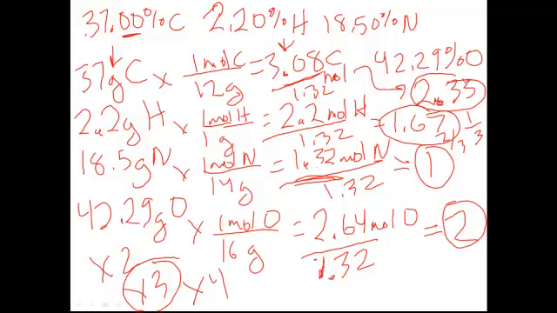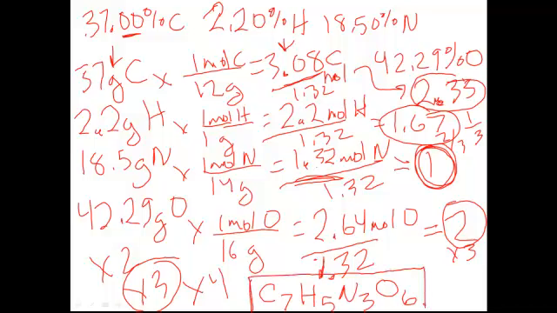So the carbon, our formula is going to be C7. The next one is hydrogen, 1.67 times 3 equals 5. So it's C7H5. N, again, don't forget to multiply that by 3. N3, and then O, again, times 3, 6. So that is our empirical formula, C7H5N3O6.